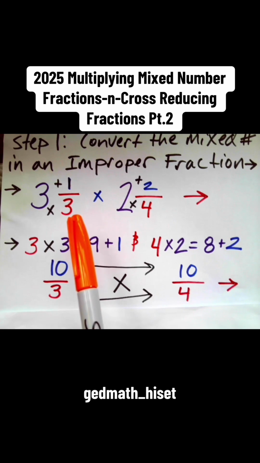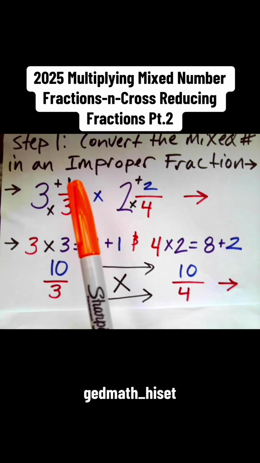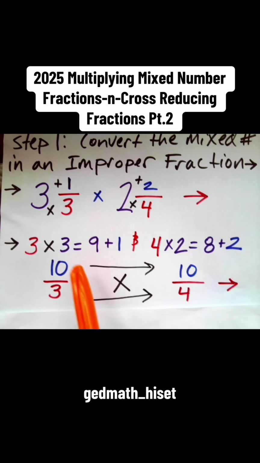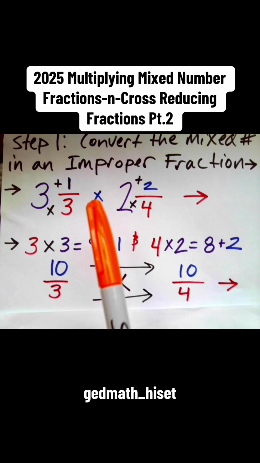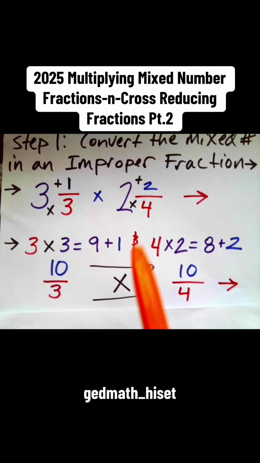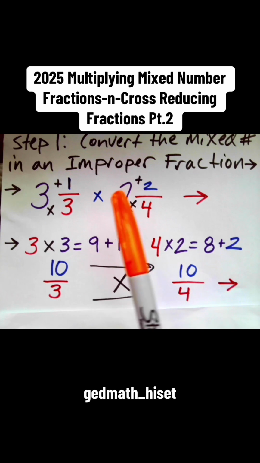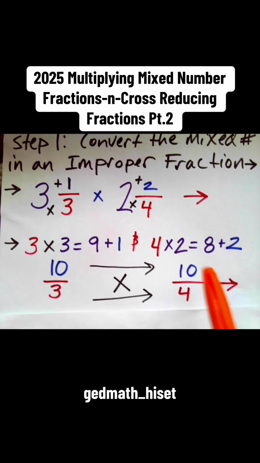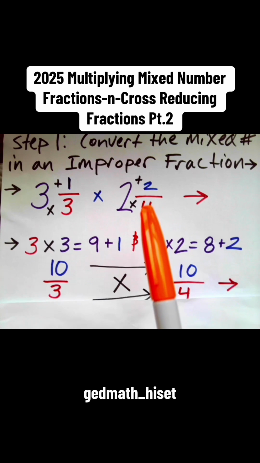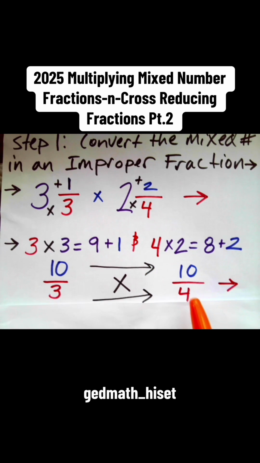And again, once you convert, you multiply 3 times 3, which is 9, add that 1 to get the new numerator, or top number, and the denominator, the bottom number, stays the same. I'm going to rewrite the multiplication sign for the multiplication of fraction problems. And I'm going to convert this mixed number into an improper fraction by multiplying the denominator times the constant. 4 times 2 is 8. And then add 8 plus 2, which gives me another 10. And the denominator, of course, stays the same. In this case, 4 will remain 4.